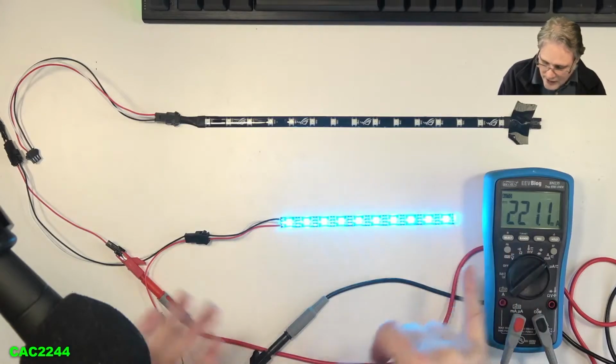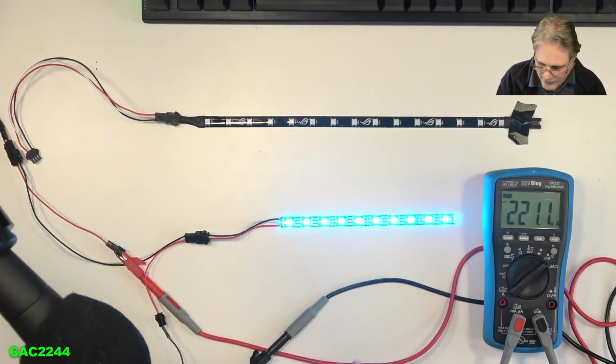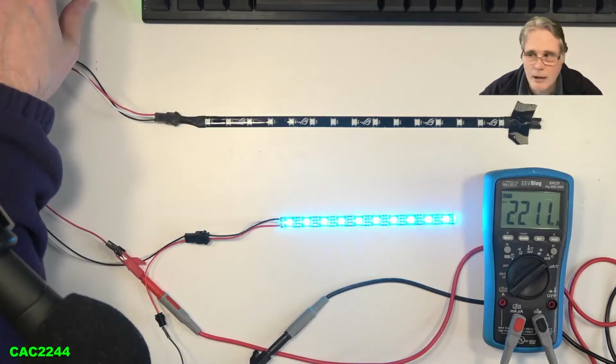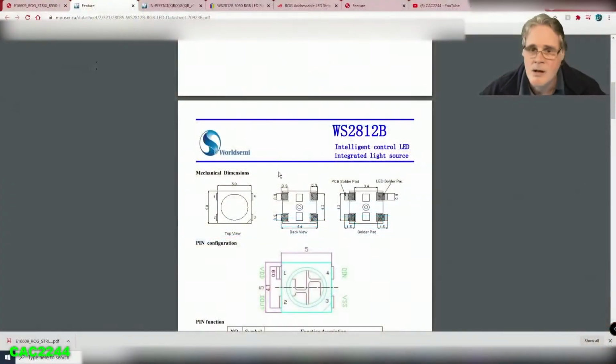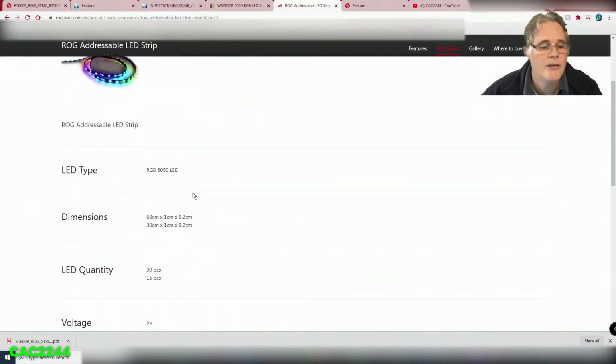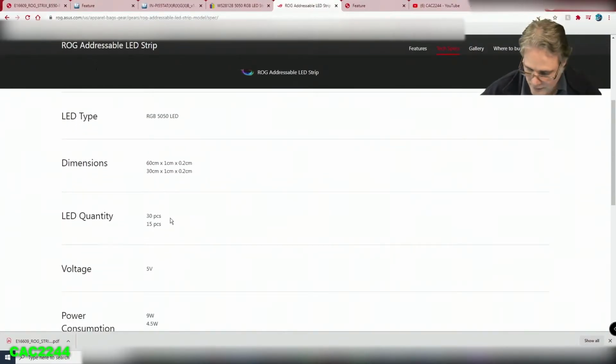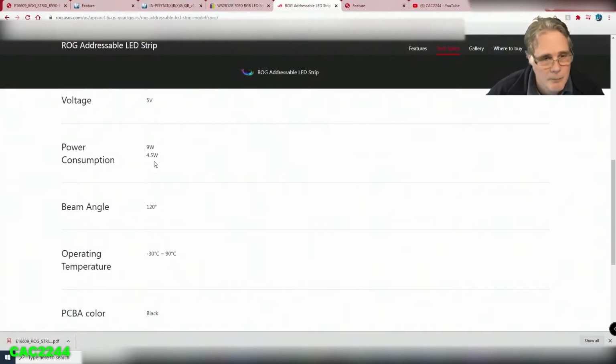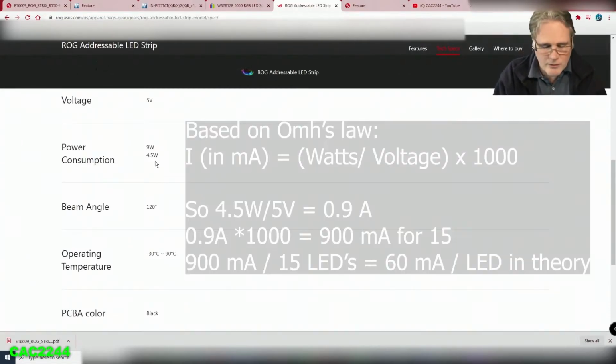But if you look at the average, 22 to 25 is the number you're going to look at. These are the ones sold by Asus. If you look at the Asus website for their LED, it says that this one is a 15-piece, and the power consumption is 4.5 watts. All right, 4.5 watts, it's fine.